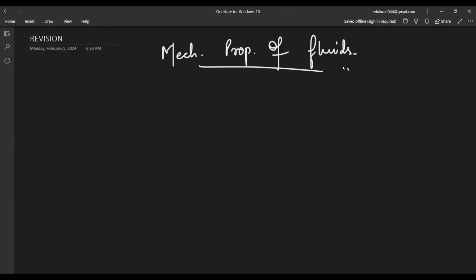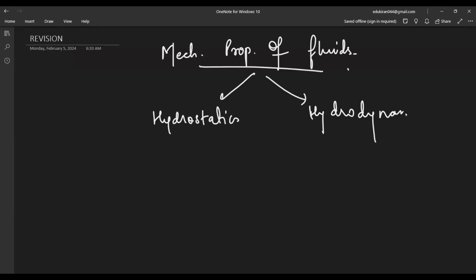And one thing that you have to remember is that liquids and gases both are considered as fluids. It's not just that liquids are only fluids. So we have in our lesson two types. If the fluid has stopped, we say this is hydrostatics. And if the fluid is in motion, we say this is hydrodynamics. Clear?